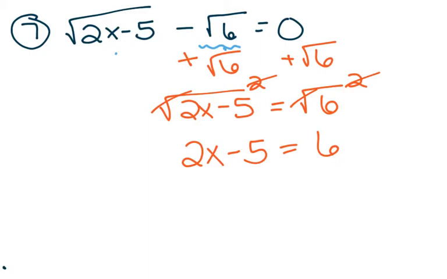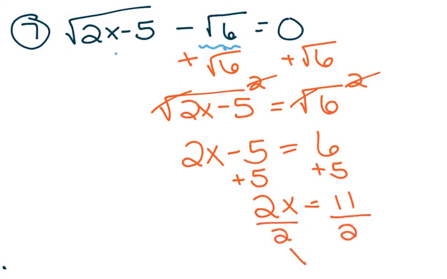So I am going to add 5 to both sides. Now I'm at 2x is equal to 11. Divide both sides by 2. This gives me 5.5. All right, some of you might be like, am I right? Because I got a decimal. We haven't gotten very many decimals. Well, let's check our answer and make sure.